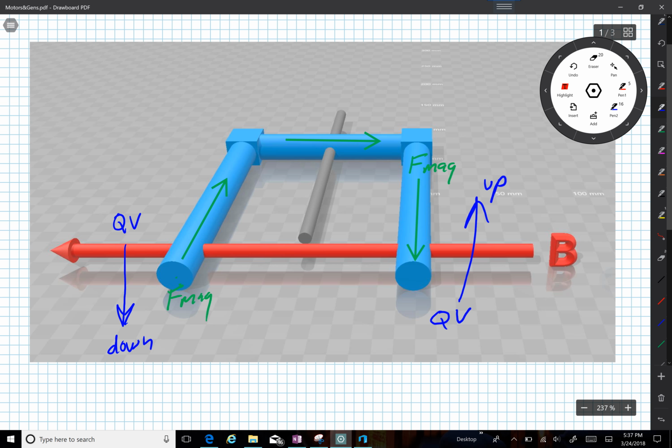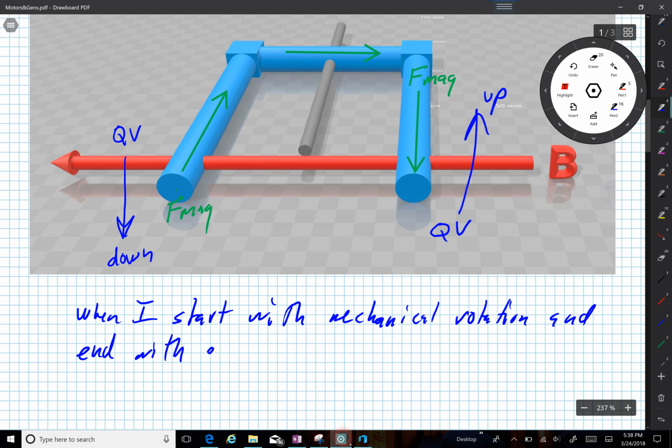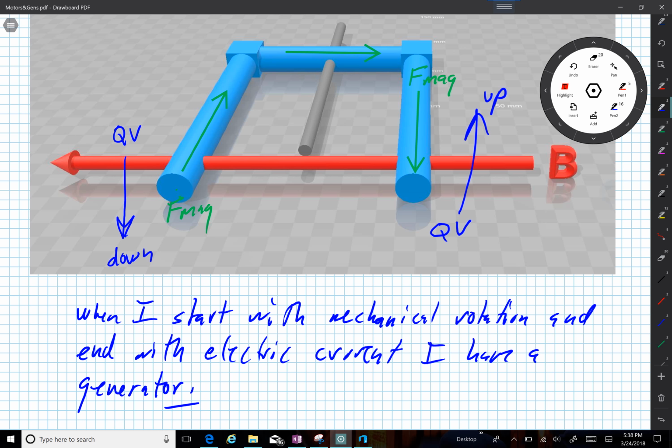And so here's the principle of a generator. When I start with mechanical rotation, and end with electric current, I have a generator. This is the primary principle of our modern society. We have electricity because of this principle.